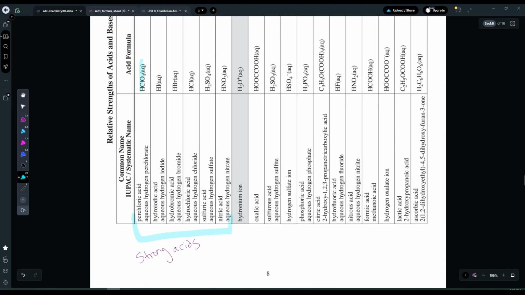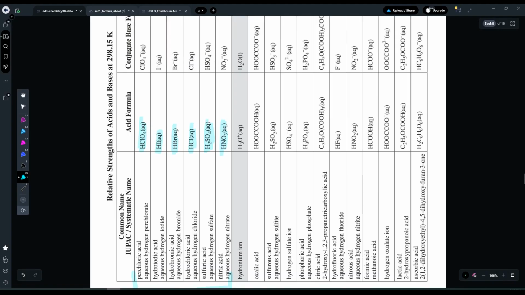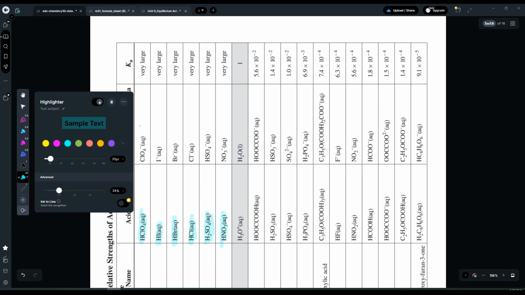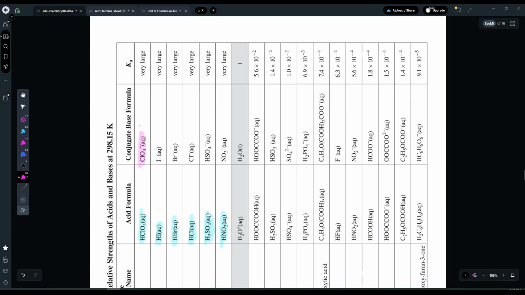Okay, so perchloric acid, where the formula is here, hydroiodic, hydrobromic, hydrochloric, sulfuric acid, and nitric acid, they are all strong acids. So there's 6 strong acids that you need to be able to find. For the conjugate base formula here, all of these are neutral because the conjugate base of a strong acid is neutral. So all of these here that I've highlighted in pink, these are all neutral.